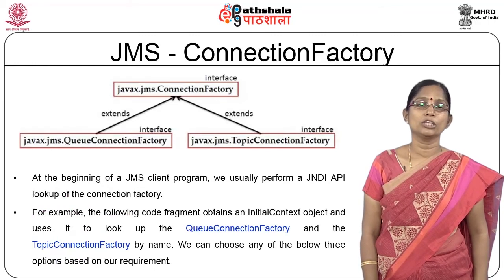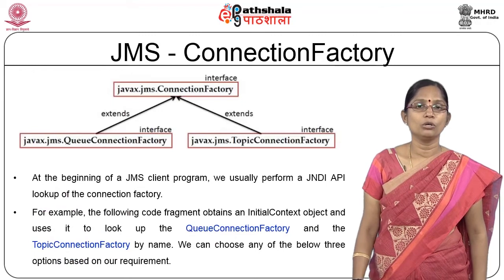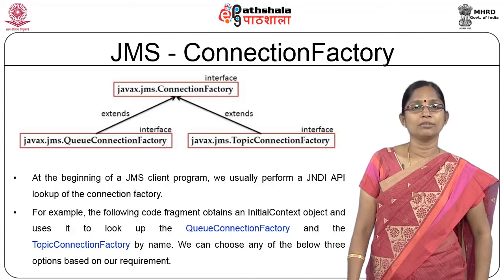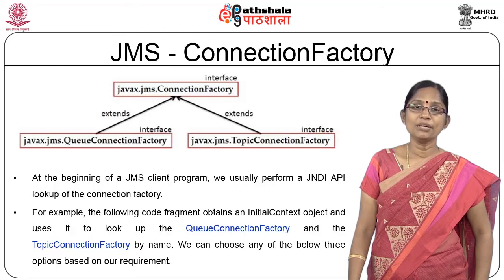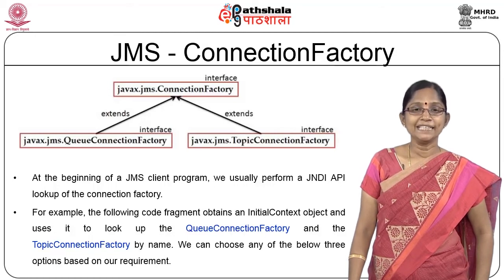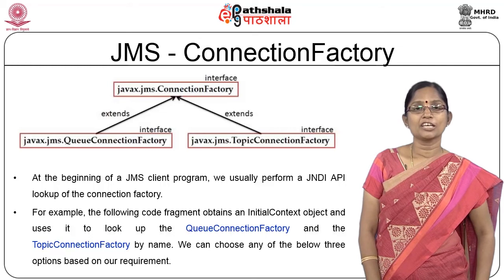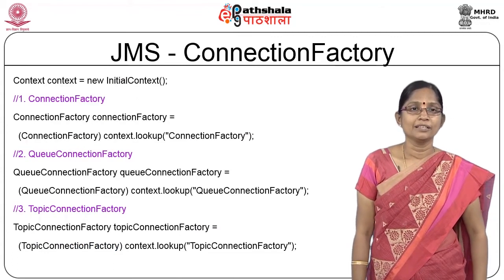If we are going to follow the queue model, then we can make use of the QueueConnectionFactory interface, or if we are going to use the topic model, then we can follow the TopicConnectionFactory interface. Before getting a connection factory, we usually perform a JNDI API lookup of the connection factory. In the API lookup, it looks up the context and finds the connection factory. Establishing a connection with the QueueConnectionFactory and TopicConnectionFactory has been given in the following code snippet. Now, you can go through it.